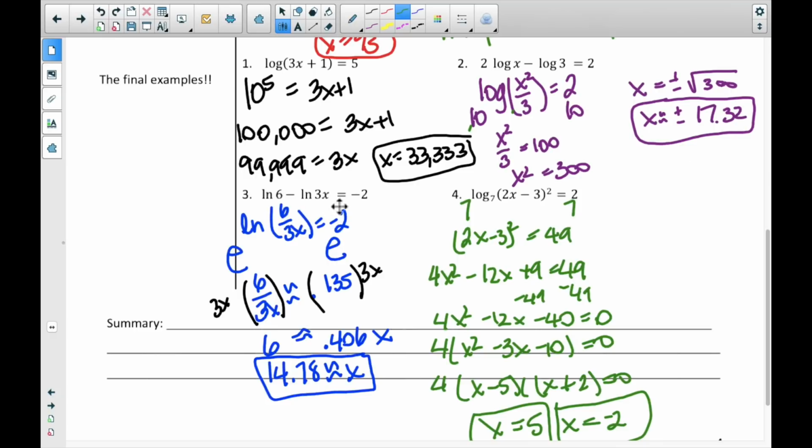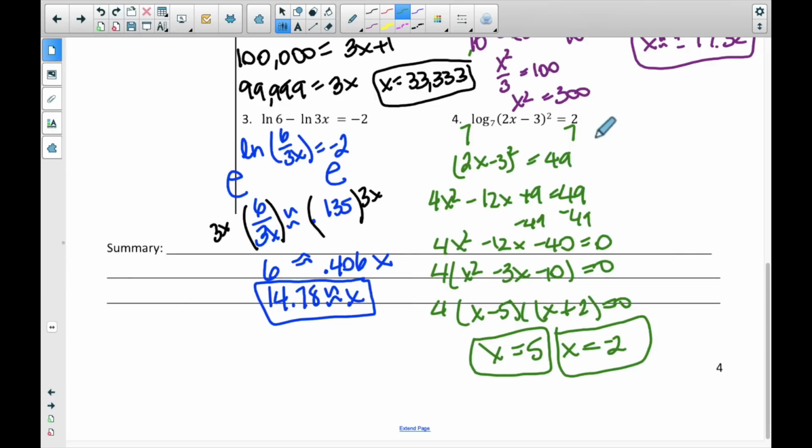Number 3, you have to combine them, so we combine them. Again, I exponentiated with an e, so I took e to the power of this, e to the power of that. This is 6 over 3x, and e to the negative second power on my calculator gave me 0.135. Now, with this fraction, to get rid of the fraction, I multiplied by 3x on both sides. So then I got this, I divided by 0.406, and I got my answer of x.